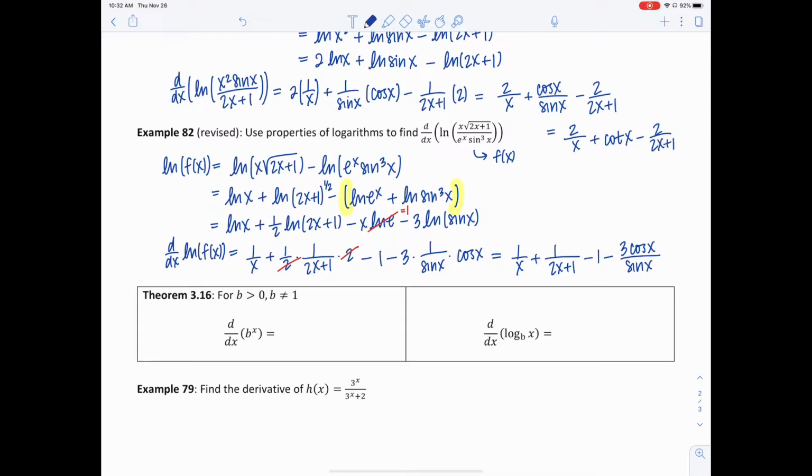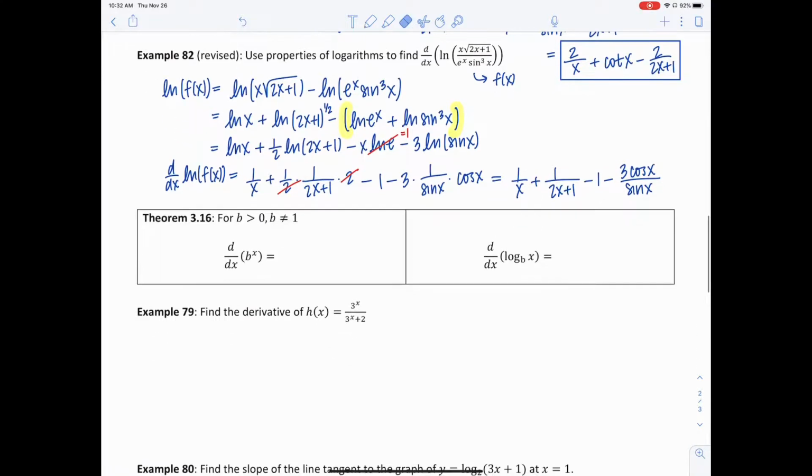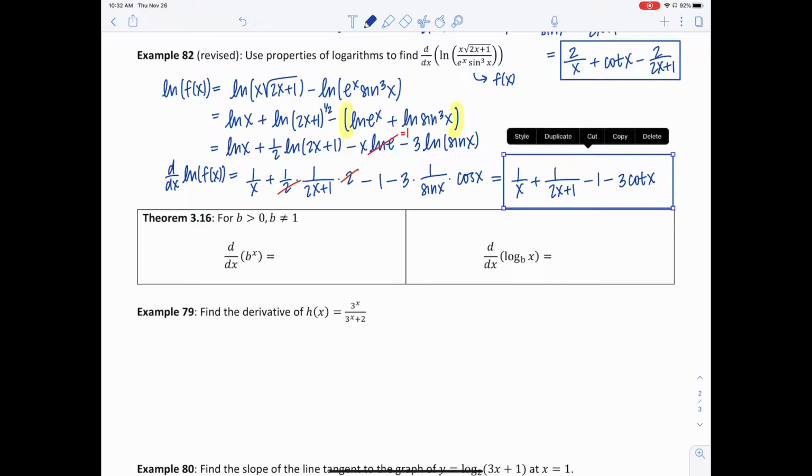If you leave it as cosine over sine, that is probably fine with me. But it does look a little bit cleaner to just have one trig function. So I'll leave that up to you. All right, great.